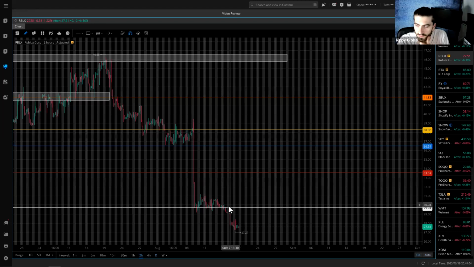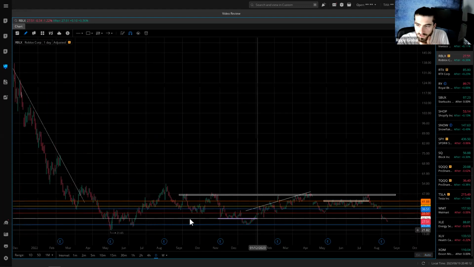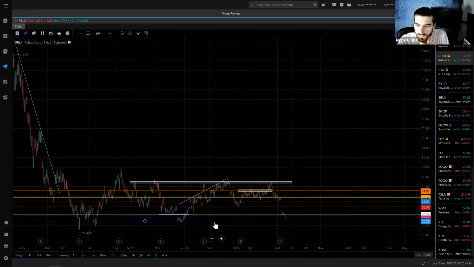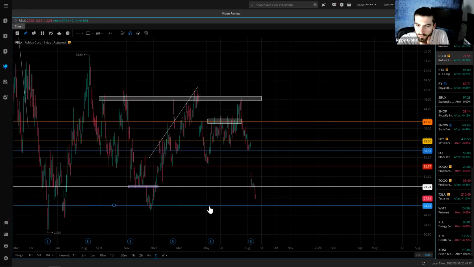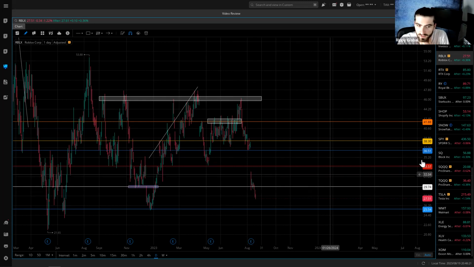$29.74 a share is the first rejection for PT. Above that, if we hold $33.50, I would be very cautious with stocks that are doing stuff like this. Just straight nose diving. There's no clear indication what could happen, so I would just be cautious. That's just me personally.